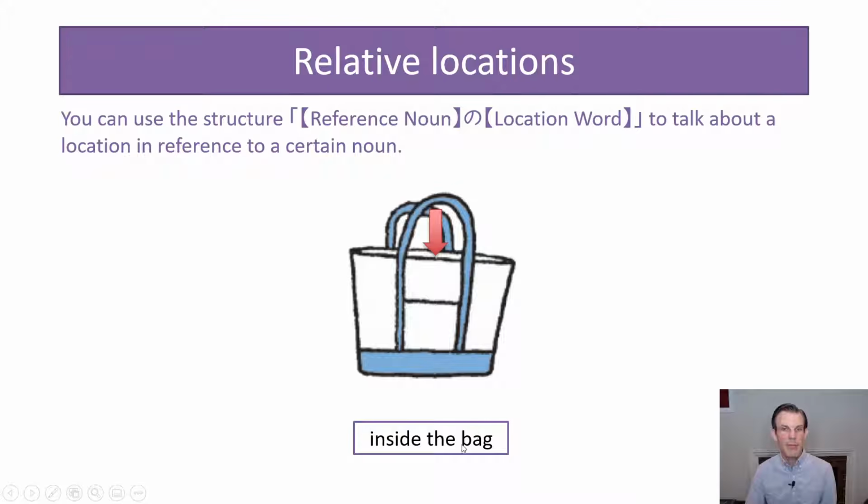So for instance, inside the bag, right? Our reference noun is the bag. And then the location word is inside. So this would be kaban no naka, right? So notice that this is the opposite of the order that we would normally have in English.